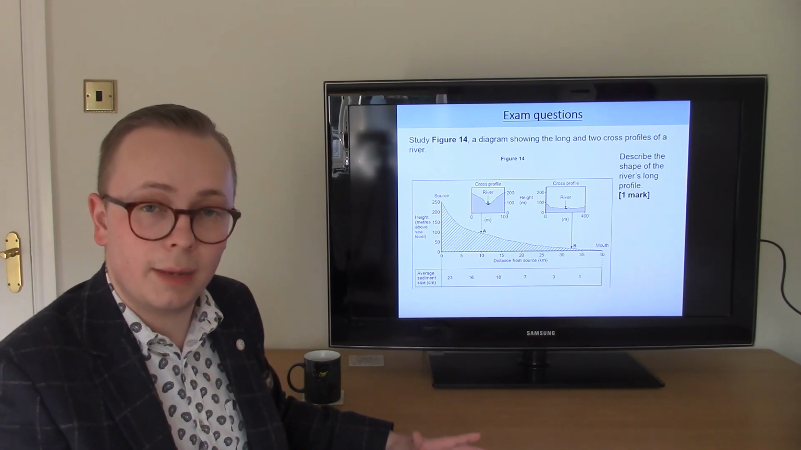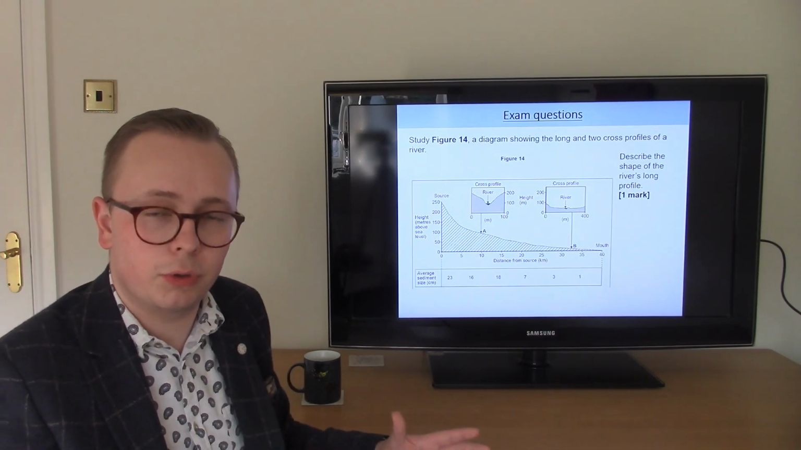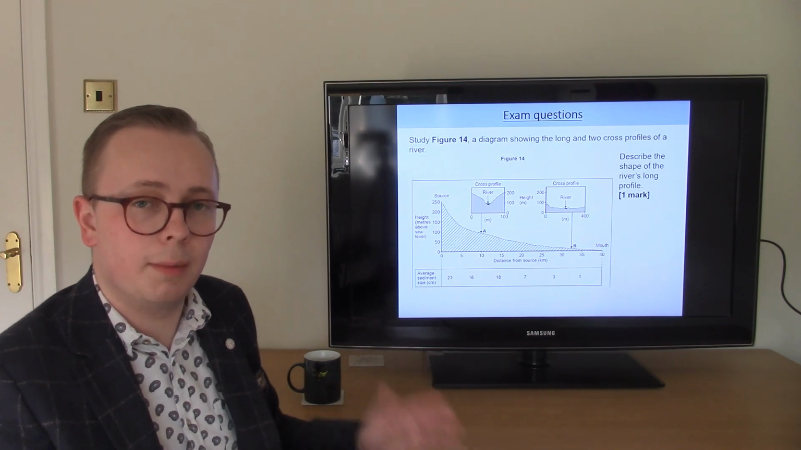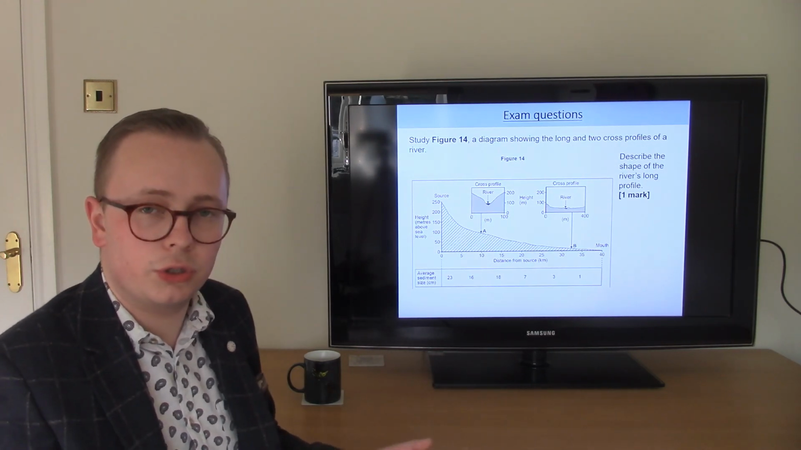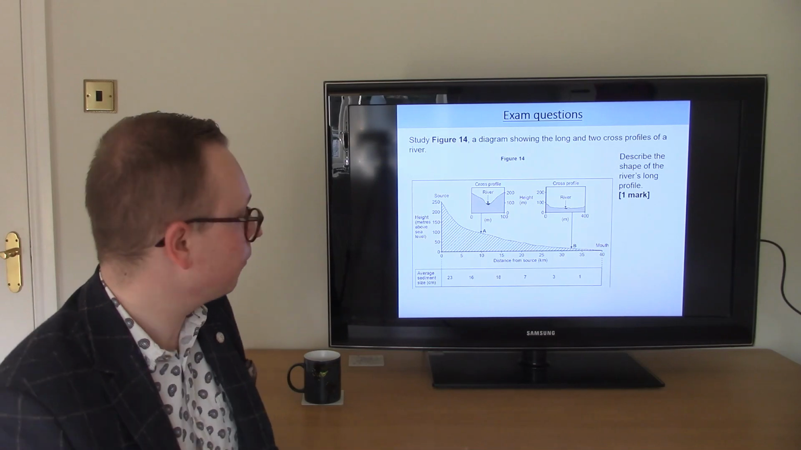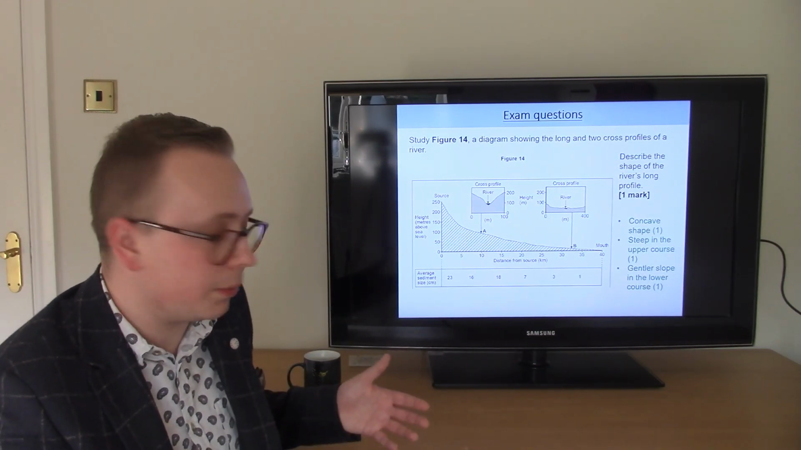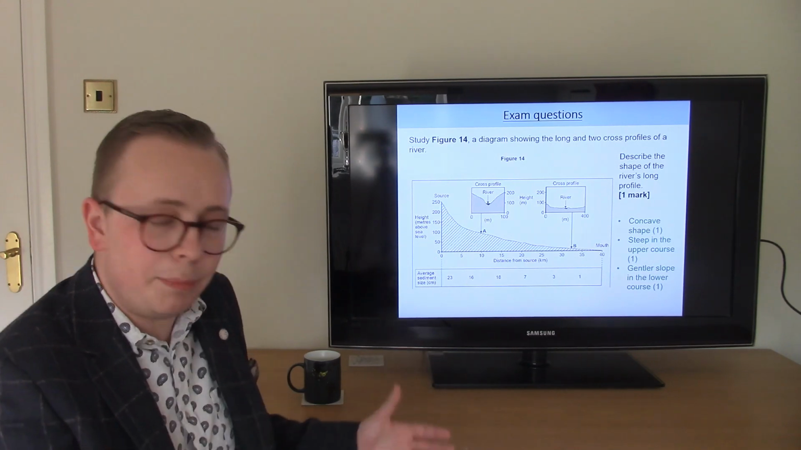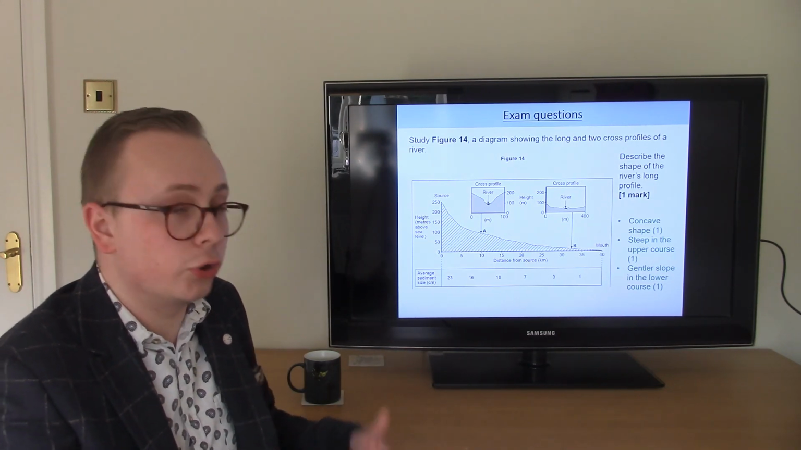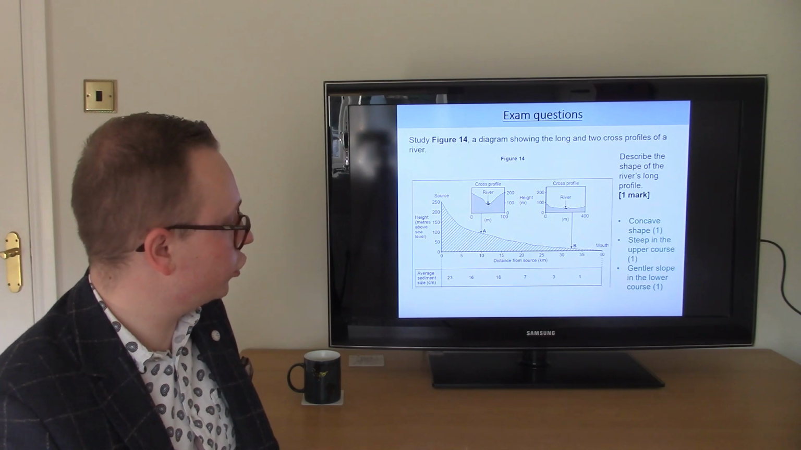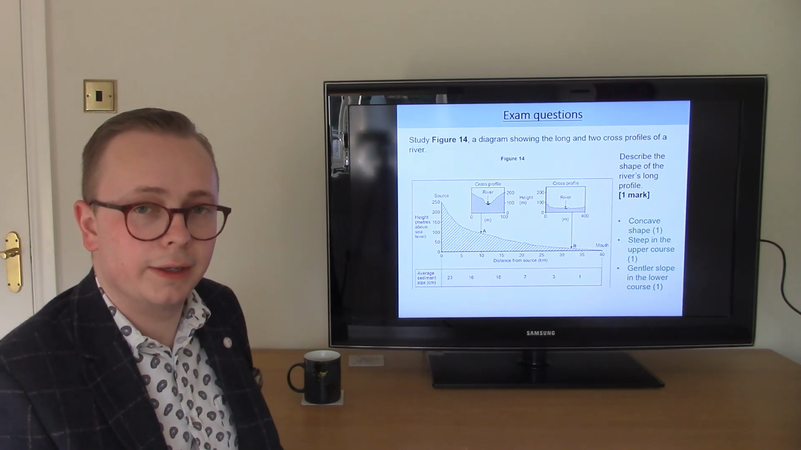Now this is a describe question. We don't need to know why the long profile changes, we just want to know about the shape. And it's only a 1 mark question, we don't need to write extensively here. So what could we say? Well, we could have got a mark for saying it's a concave shape. We could say that it's steep in the upper course, becoming more gentle in the lower course. Those kind of comments would get you the mark here.